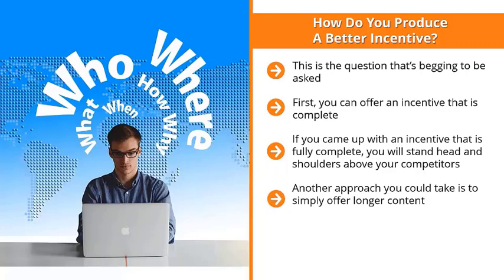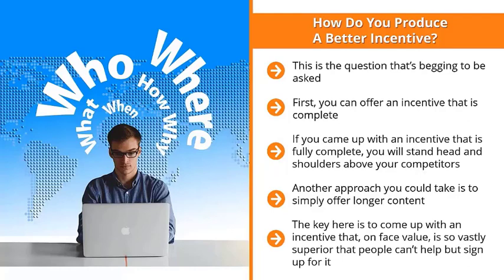Another approach you could take is to simply offer longer content. For example, if your biggest competitor is offering a free booklet that lists out 10 solutions to potential list members' problems, offer a booklet that offers 20, 30, or even 50 solutions. The key here is to come up with an incentive that, on face value, is so vastly superior that people can't help but sign up for it.